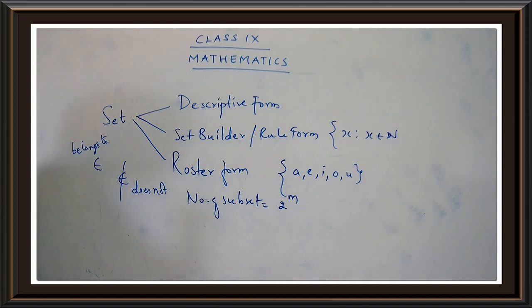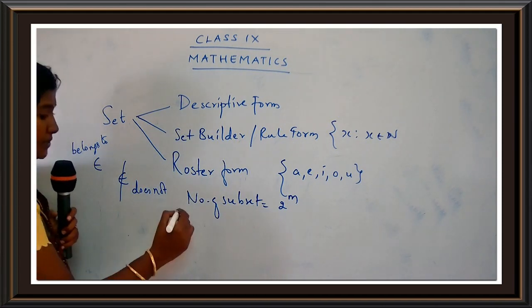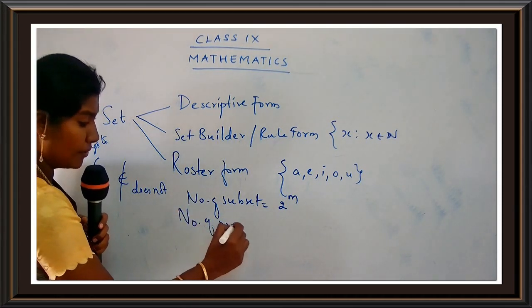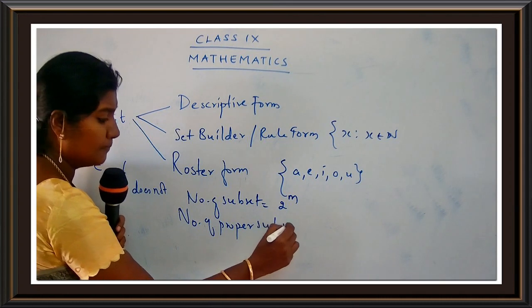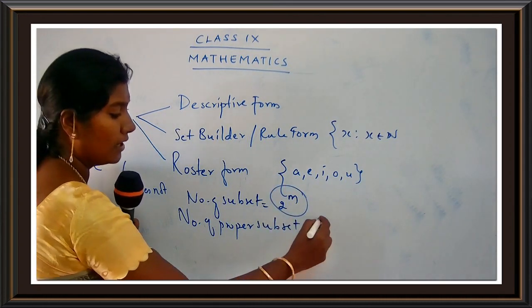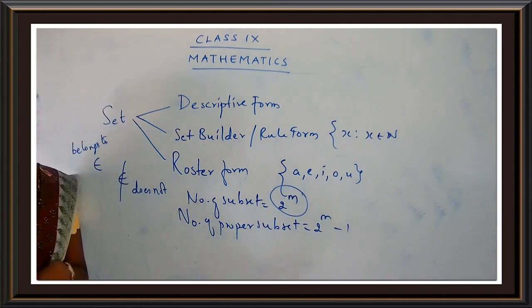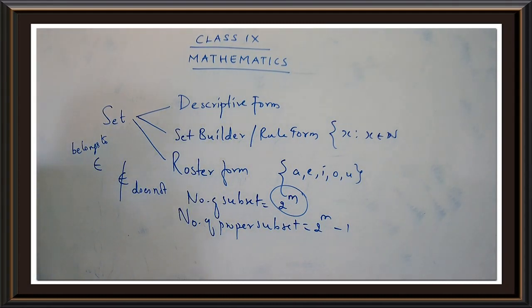Okay, we have seen one more formula, that was number of proper subsets. How to find out the number of proper subsets? It's very simple. You just write the same formula and minus 1. 2 raised to m minus 1. Okay, children?